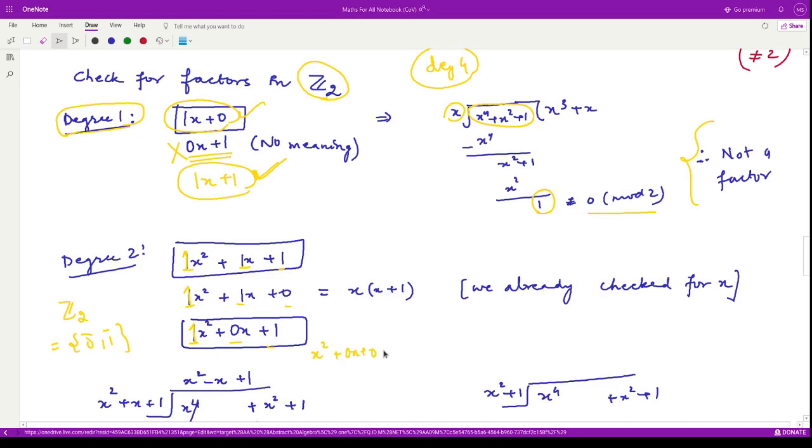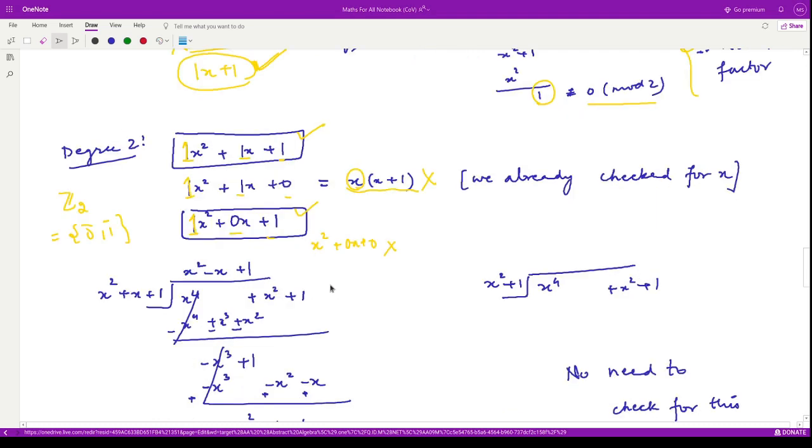So again, x square is not a factor because we saw x is not a factor. Again, this thing could be written as x into x plus 1. This is again not a factor because x is not a factor. We already checked for this. So we are left only to check for these two. So we can check them one by one. So let's look one by one.